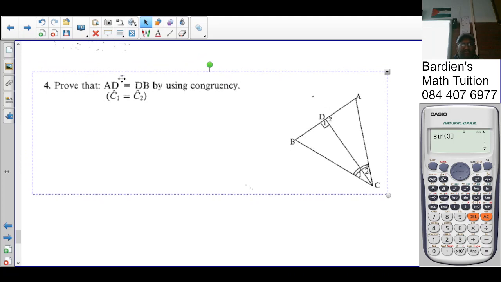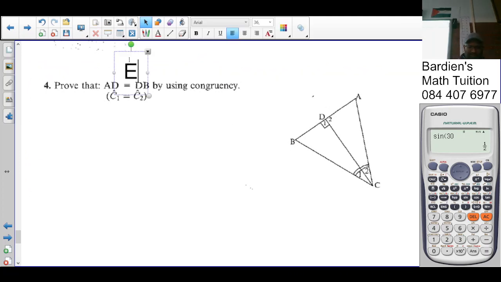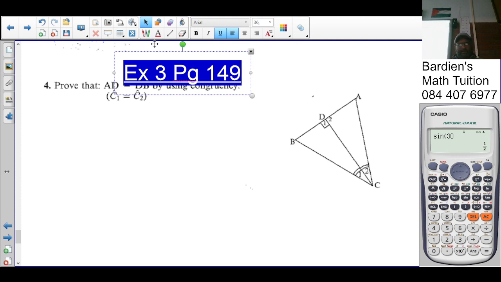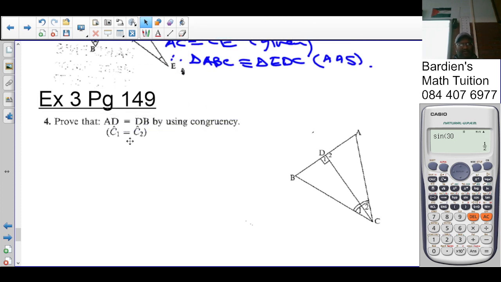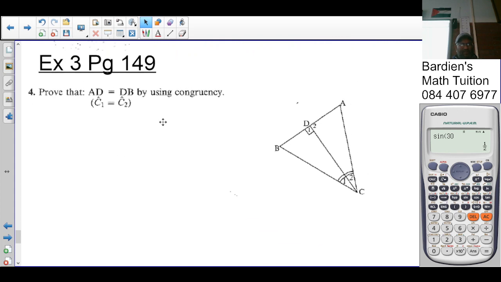This is exercise 2 or 3? Exercise 3, page 149. Write the reference down and draw these triangles here for me quickly. Okay? I'm going to pause the video at this point.